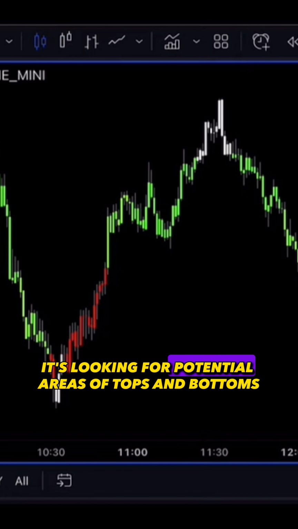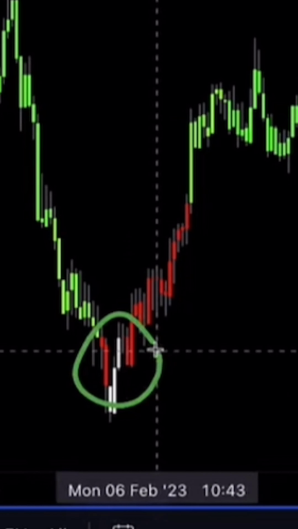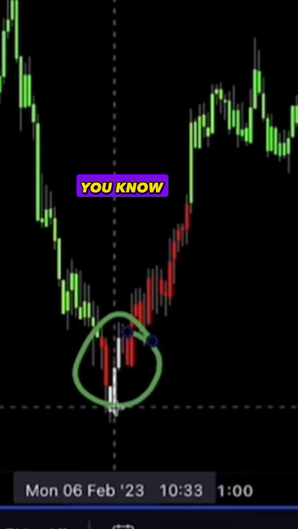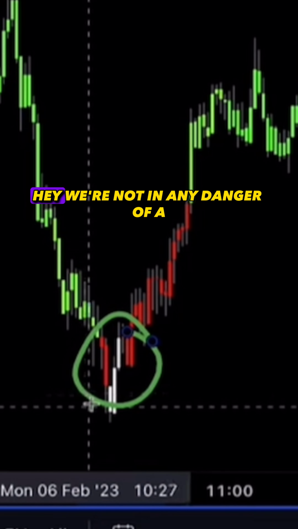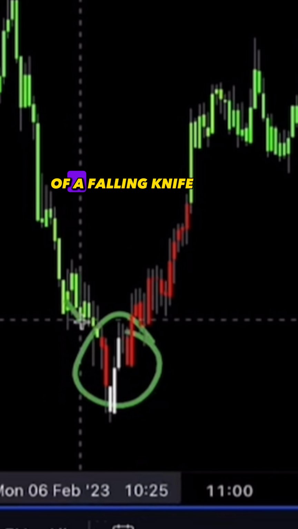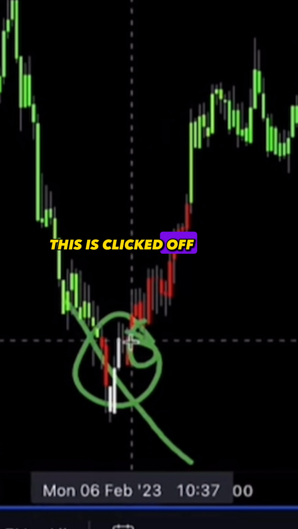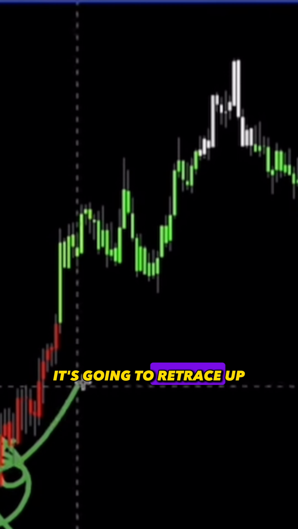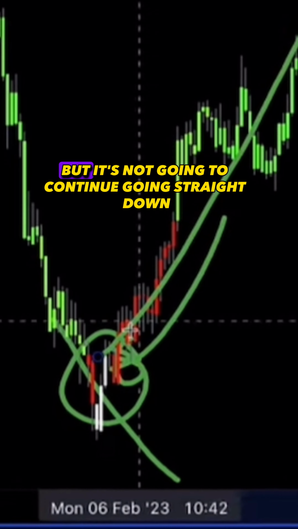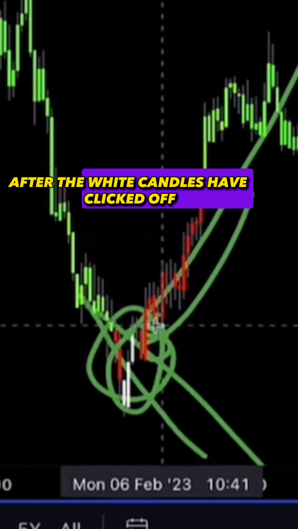It's looking for potential areas of tops and bottoms. And when this white coloring clicks off, it essentially is letting you know as a trader, hey, we're not in any danger of a falling knife. You know, this has clicked off, so it's going to retrace up. We don't know if the retracement's going to be a reversal or not, but it's not going to continue going straight down after the white candles have clicked off.